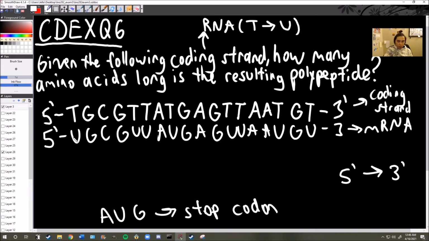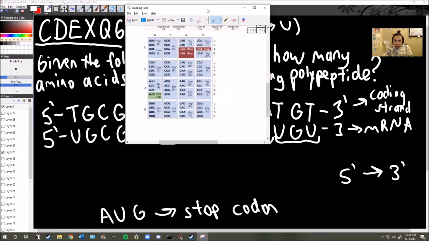So we're looking for our start codon, AUG, 3 of them, right? And then we define the rest of our codons according to it, because we go consecutively, we don't skip over any nucleotide. So we have these 4 codons, and we look at our amino acid chart to see what it codes for. And this will be given on the exam.